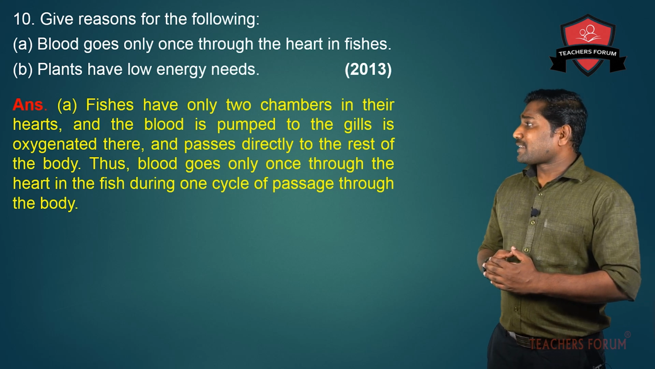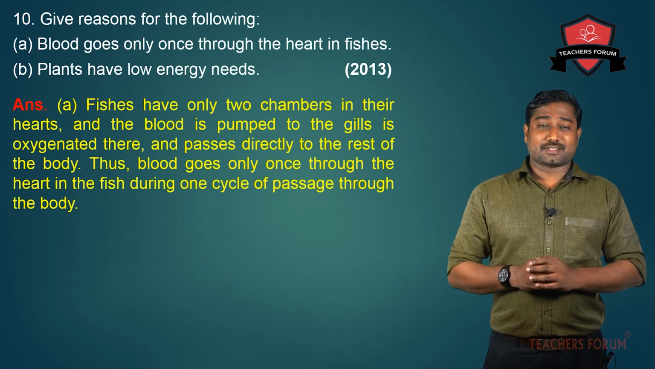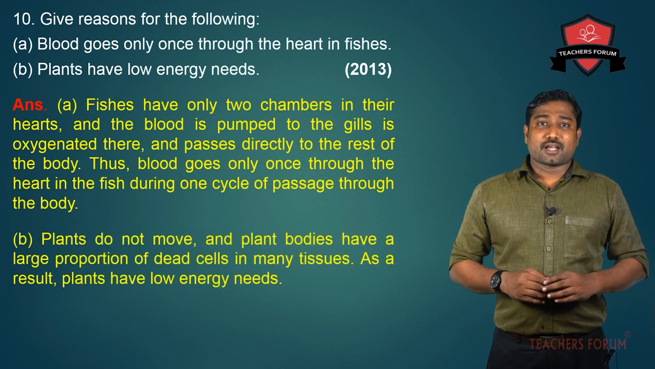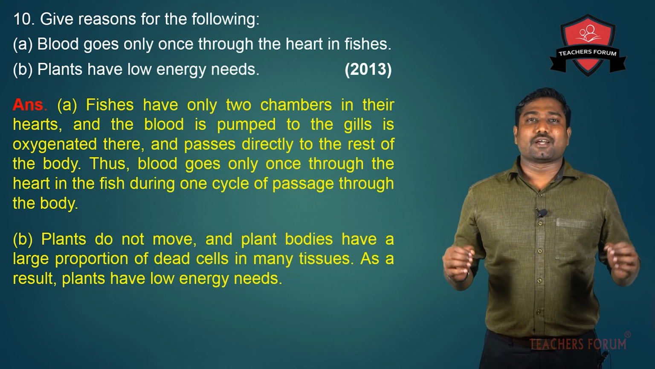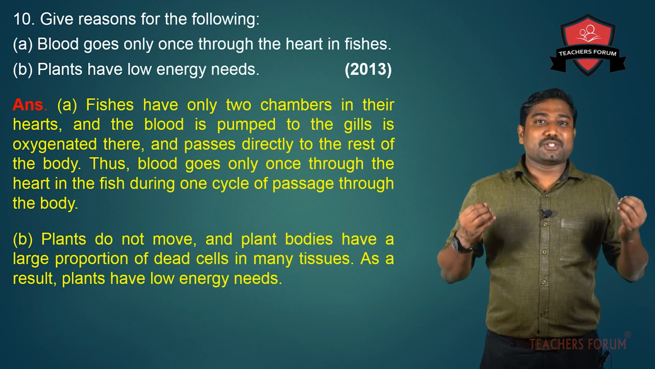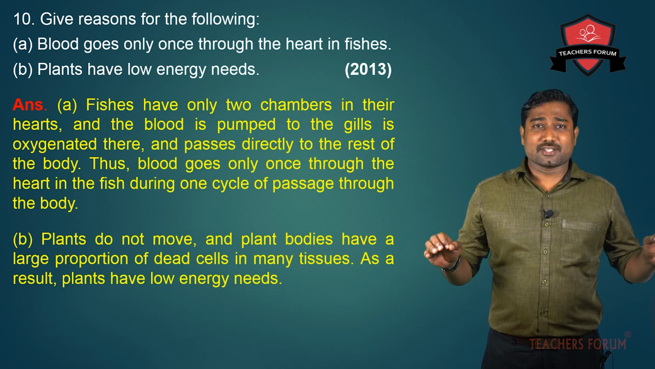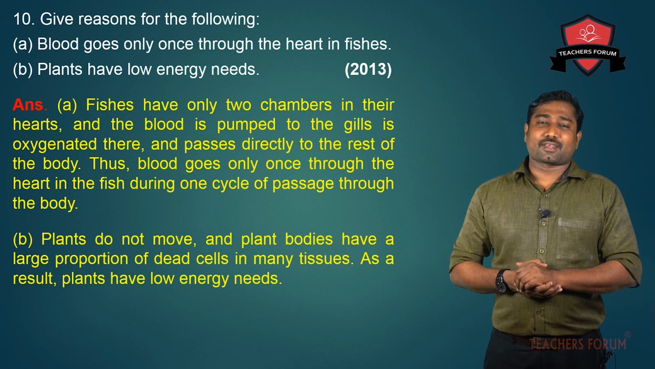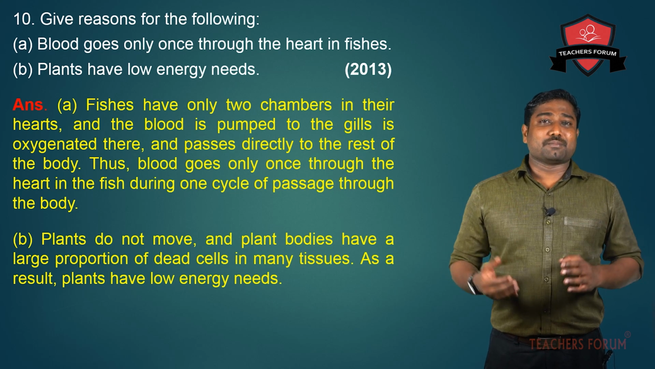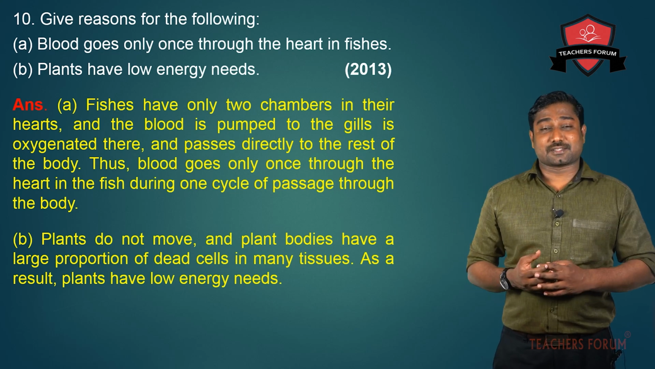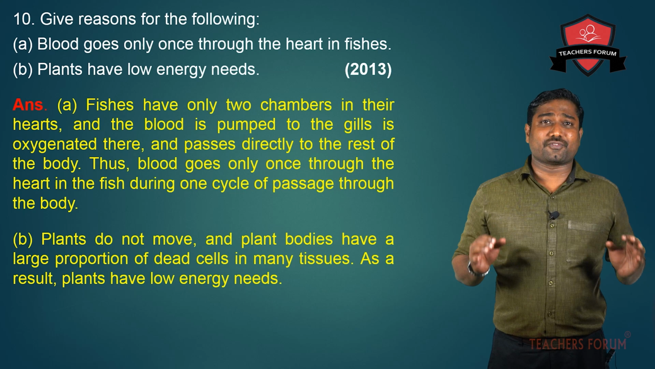Next question, plants have only low energy needs. Plants are anchored to the soil. They are never locomoting, whereas we animals are always in constant locomotion. For our muscular movement, we require plenty of energy. Once the plant is anchored to the soil, it requires a much lesser amount of energy for its metabolism. Also, there is a great proportion of dead cells in the plant, compared to animals, which have a larger number of live cells. So taking these two aspects into consideration, we can say that plants require a very small amount of energy.